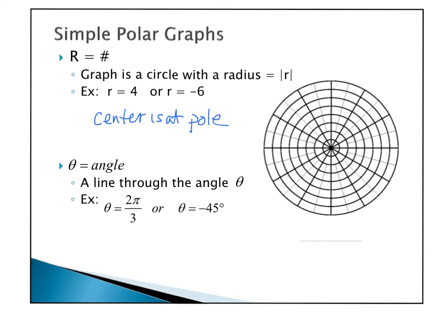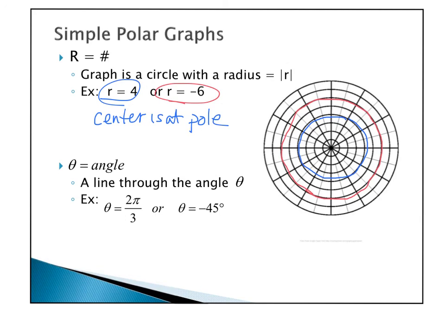So if we look at these two examples here, I'll do the first one in blue. Radius of 4, we simply go out 4 rings, 1, 2, 3, 4, and then draw a circle on that ring. Hopefully yours looks nicer than mine. The one where we have r equaling -6, we'll draw this one in red. The radius is going to equal the absolute value of -6, so we just go out 6 rings and draw in another absolutely fantastic circle.